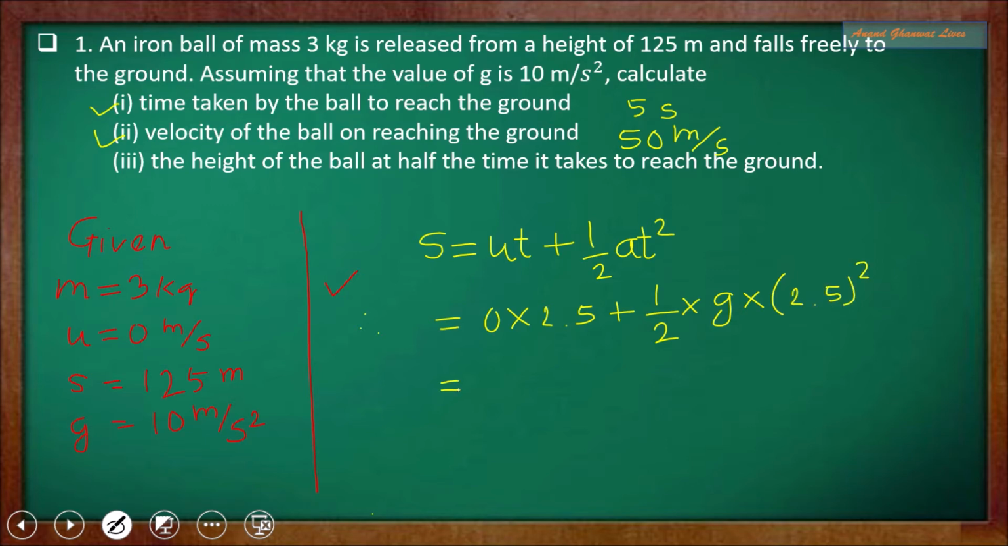So 0 into 2.5, that is 0, plus 1 upon 2 into 10 into square of 2.5, that is 6.25. So divide: 2 1s are 2 and 2 5s are 10. S is equal to 5 into 6.25, that is 31.25 meters.